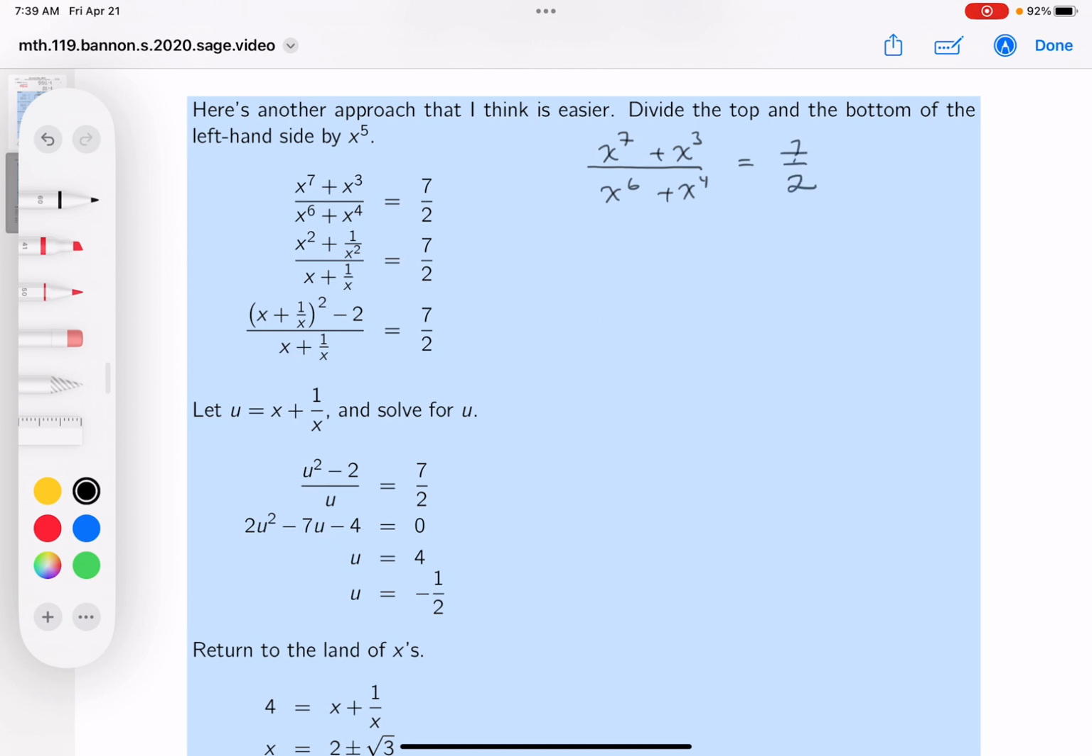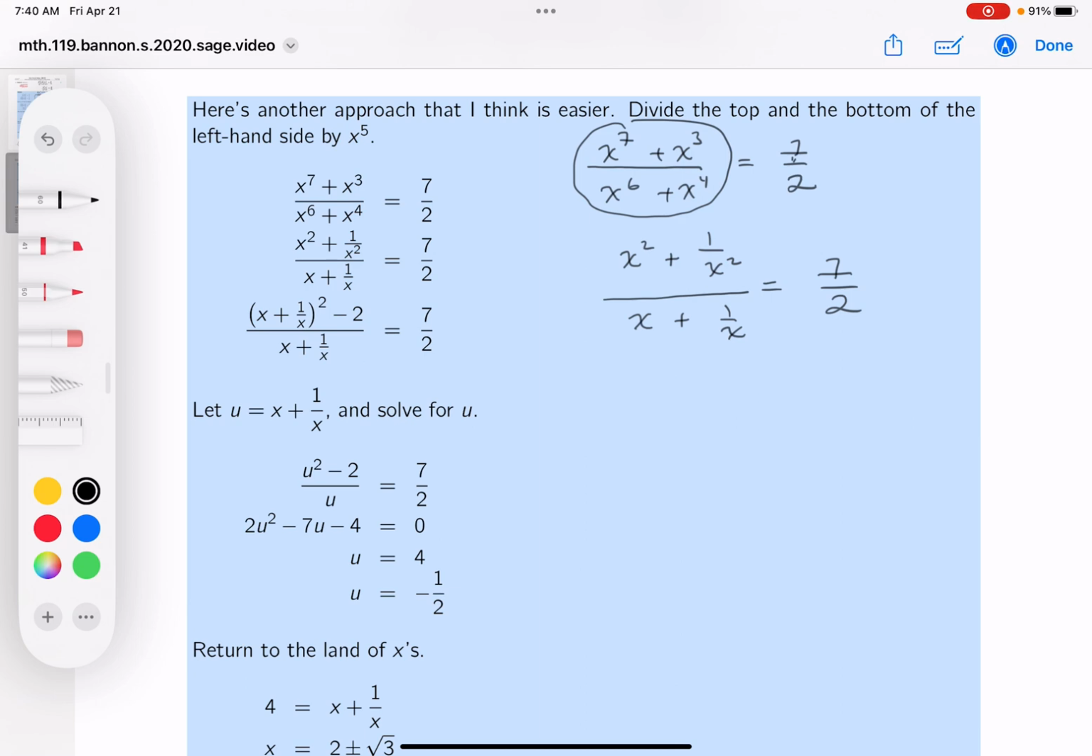Okay, I'm going to divide through by x^5. So the top, when I say that, the left side. When you divide by x^5, you're going to get x squared plus 1 over x squared. Relatively simple. When I divide the bottom by x^5, I get x plus 1 over x. You should see something that's related now. You may not know the relationship, but I'll put this down for you.